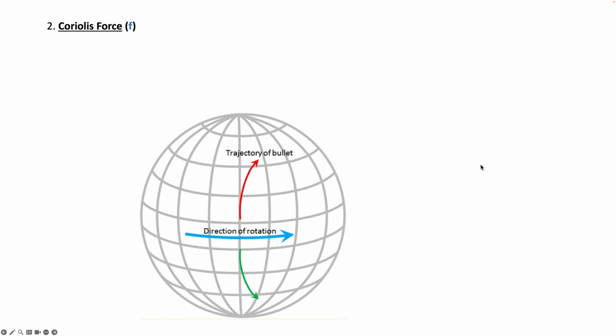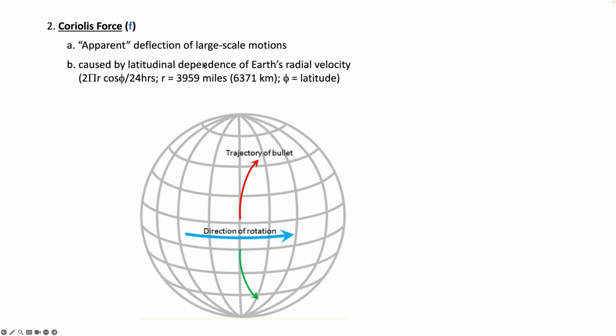Now, let me give you a couple of more details about the Coriolis force. Again, it's apparent, so it's an apparent deflection, and it's of large-scale motions. I'll note when we get to severe weather in Investigation 11B that the Coriolis force actually is not what leads to the rotation or the spin that we see with tornadoes, because the motion is too slow. The Coriolis force only acts upon motions that take place over large distances. And again, it's caused by the latitudinal dependence of the Earth's radial velocity. I give you a little bit of trigonometry here, and you don't need to worry about these numbers, but just to give you an idea of what the radial velocities are at different latitudes.